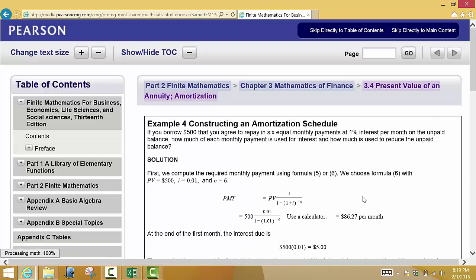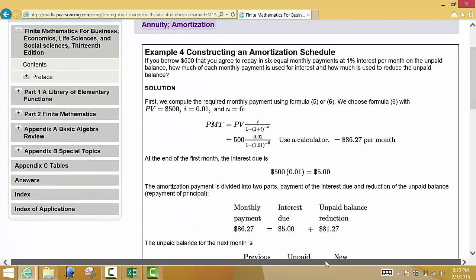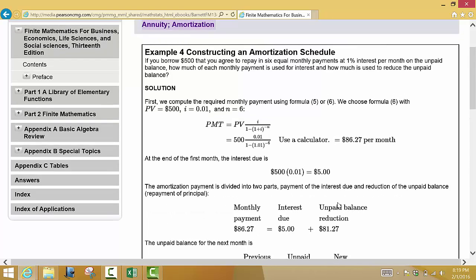So we're going to look at example 4 from your book. I'm just going to walk you through this example and what the calculations are. Example 4 says if you borrow $500 that you agree to repay in 6 equal monthly payments at 1% interest per month. And this is important. They've already told us what the periodic interest rate is, so that's the I. And we're supposed to pay that on the unpaid balance. We want to know how much of the monthly payment is used for interest and how much is used to reduce the unpaid balance.